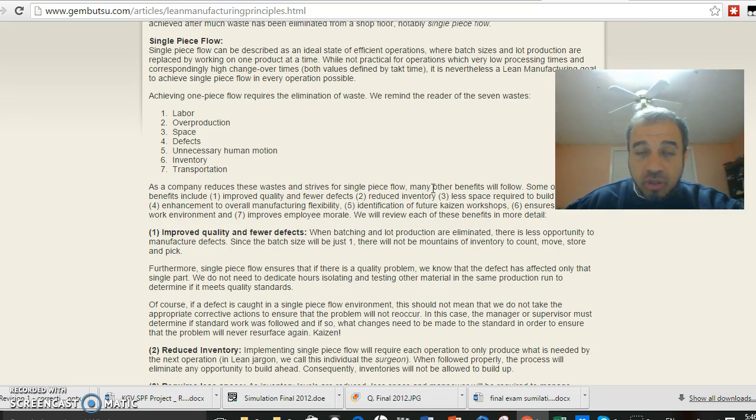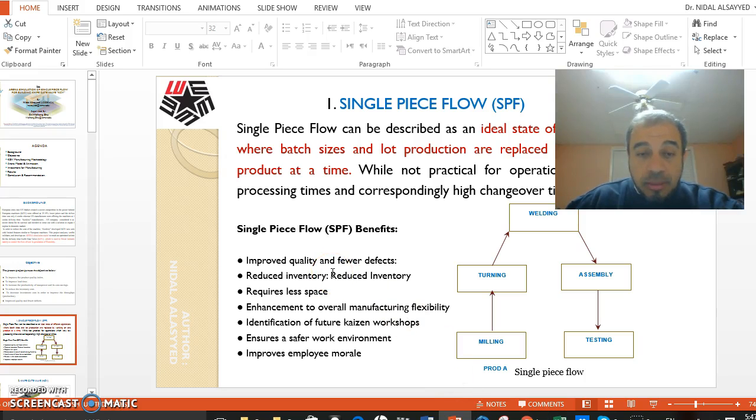While not practical in some cases, single piece flow is a clear implementation of lean manufacturing. A prerequisite for this topic, for single piece flow and the KGV, is a thorough understanding of the lean manufacturing concepts, by reducing some of the key wastes that we learned in previous courses, like labor, overproduction, space, defects, unnecessary human motions, inventory, and transportation. All these are in our simulation model in order to represent what could be ideal.